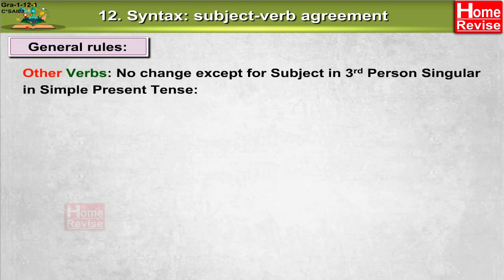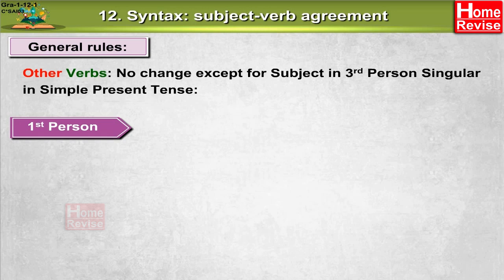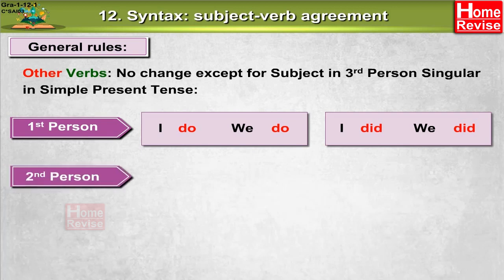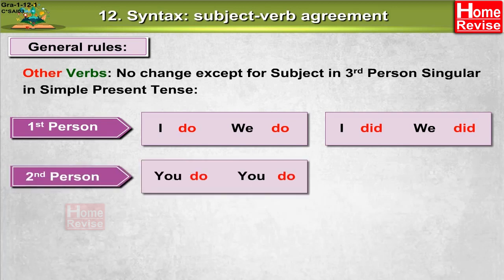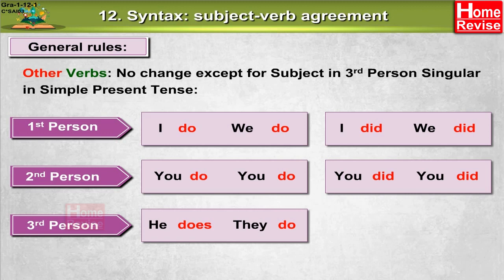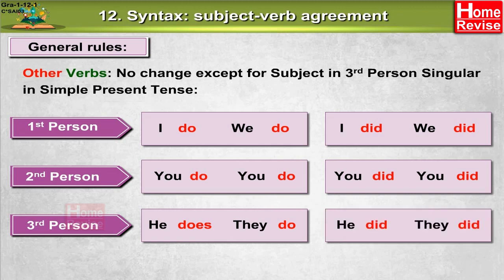Other verbs. No change except for subject in third person singular in simple present tense. First person: I do, we do, I did, we did. Second person: you do, you did. Third person: he does, they do, he did, they did.